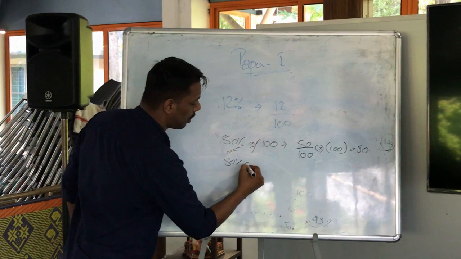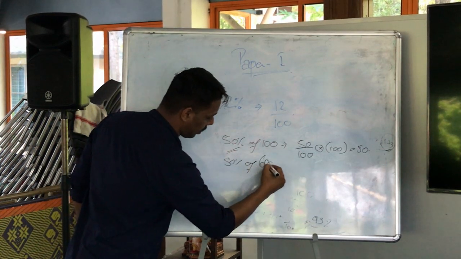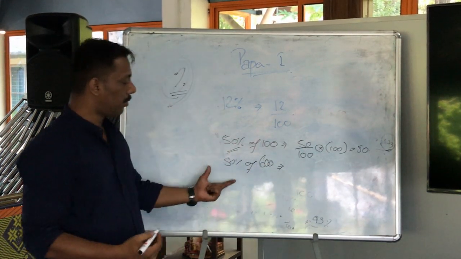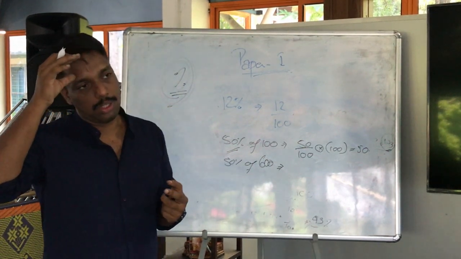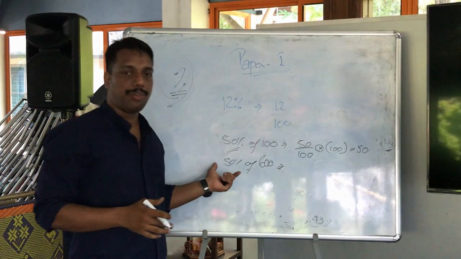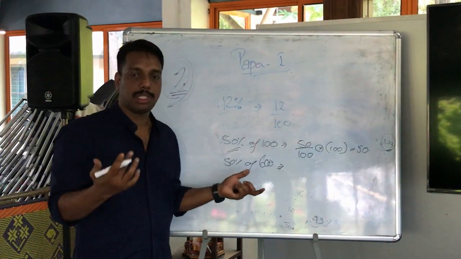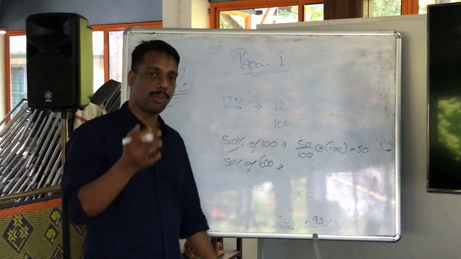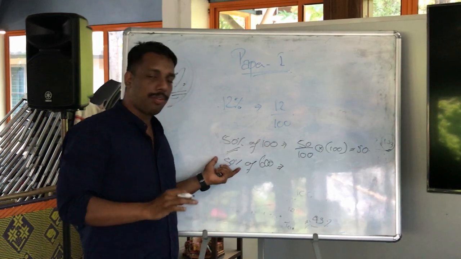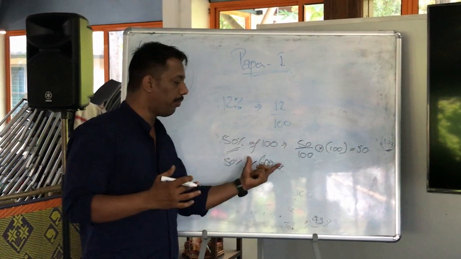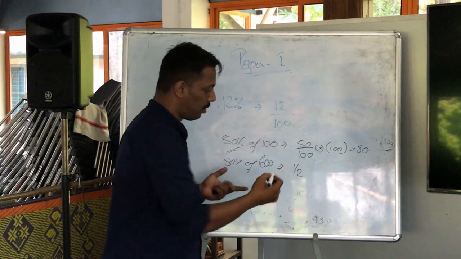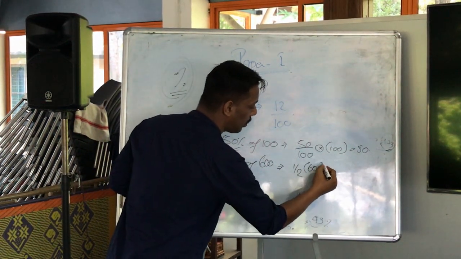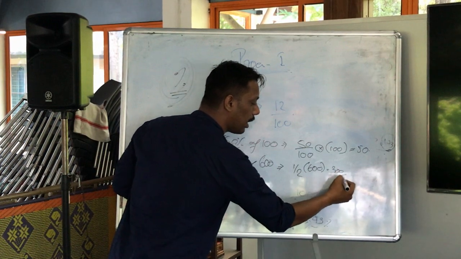Like 50% of 600. Suppose you have to calculate the value of 50% of 600. You know the value of 50%. 50% is nothing but half, that is 50 out of 100 of 600. That is half of 600, that is 300. Right?